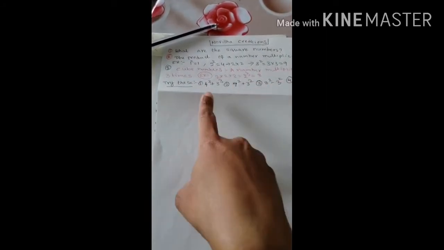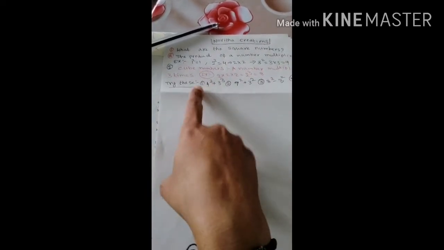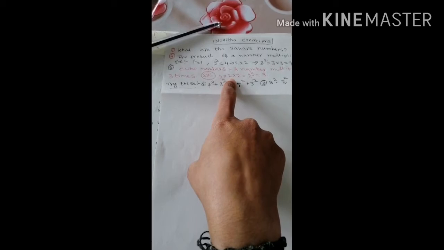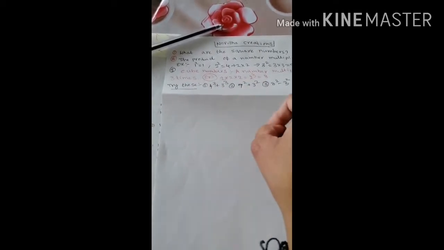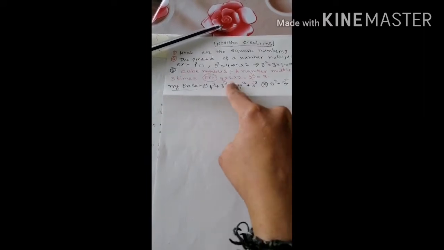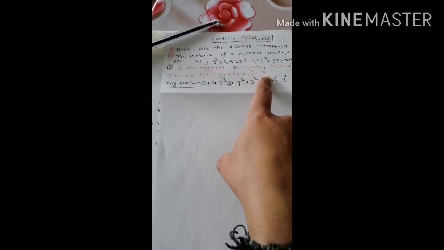Cube numbers. A number multiplied by itself 3 times. For example, 2 times 2 equal to... So, a number 3 times multiplied by itself. So, this is the perfect example for this question.